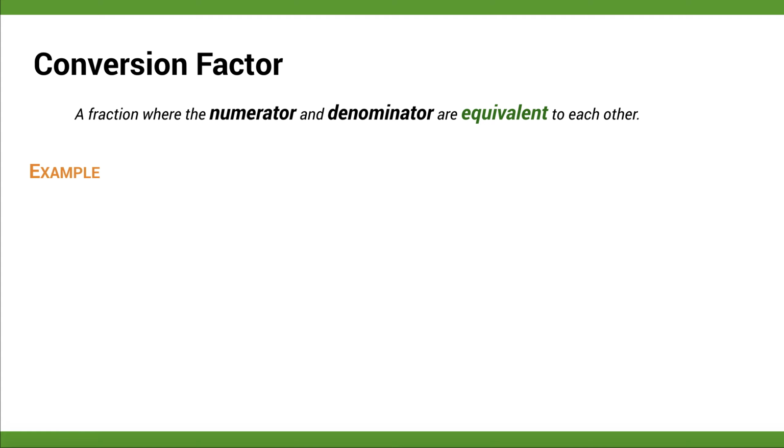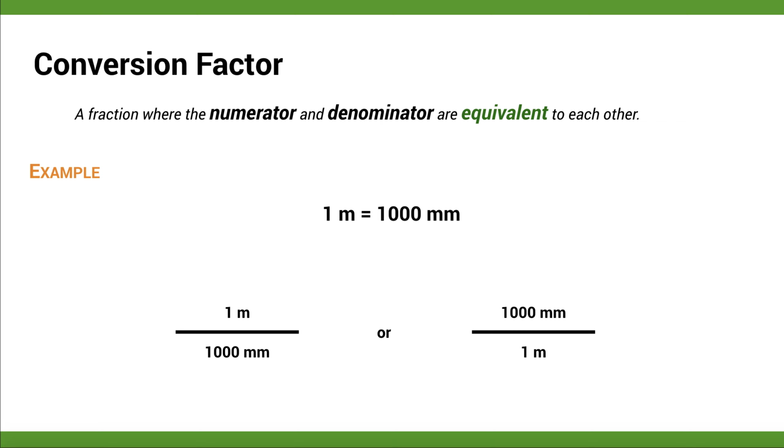Here's an example. We say 1 meter is equal to 1,000 millimeters. We can set up a conversion factor as a fraction like this, or you can set it up like this. There's a very common question about whether we should use the left one or the right one, which fraction we should use. It all depends on the situation and the calculation, and we will talk more about the specific utilization of these conversion factors in a moment.